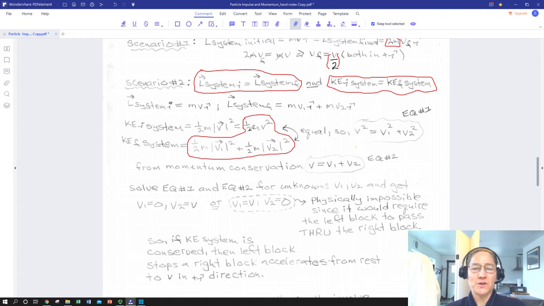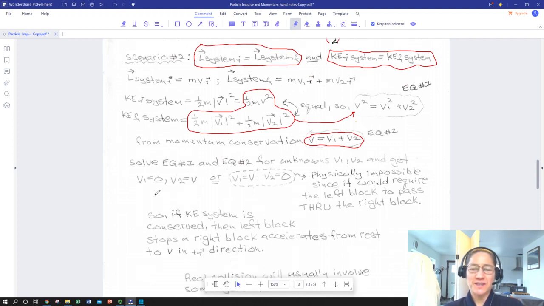Okay, so if we drop the 1/2s and the masses, we can simplify our kinetic energy conservation expression to be our initial velocity of that first mass squared equals the sum of the squares of whatever the velocities are of the other two. And from momentum conservation, the velocity of that initial mass is equal to the sum of the unsquared velocities of block 1 and block 2. So we have two equations and two unknowns, v1 and v2.